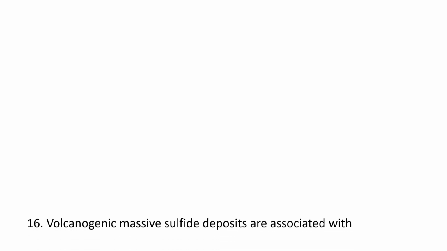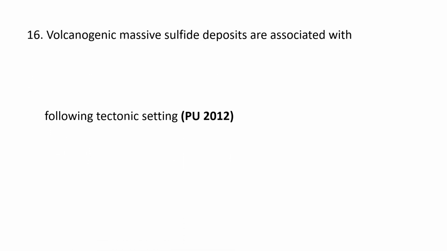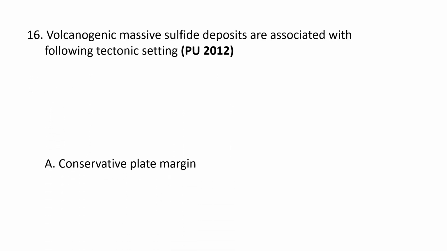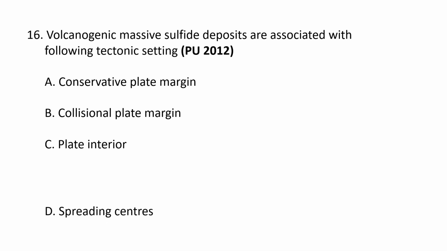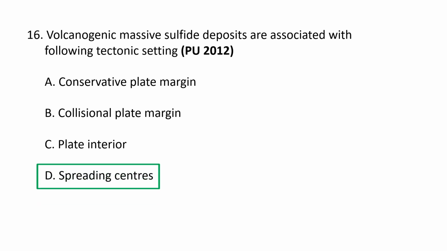Next question. Volcanogenic massive sulfide deposits are associated with following tectonic setting. A. Conservative plate margin, B. Collisional plate margin, C. Plate interior, D. Spreading centers. So the correct option is D. Spreading centers. Volcanogenic massive sulfide, that is VMS deposits, these are commonly associated with the spreading center tectonic settings.